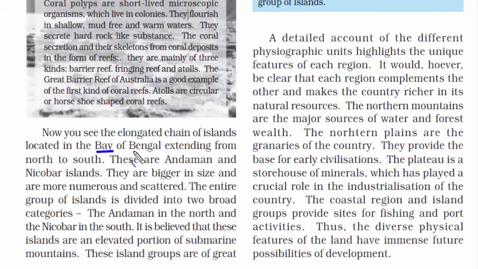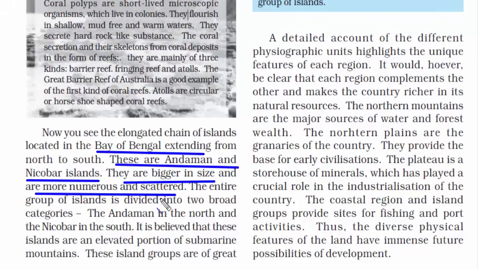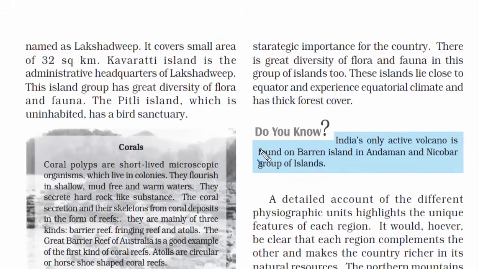Coming to the Andaman and Nicobar Islands, they are bigger in size and are more numerous and scattered. So the entire group of islands is divided into two broad categories, the Andaman in the north and Nicobar in the south. So these islands are close to the equator, hence they have equatorial climate and thick forest cover.